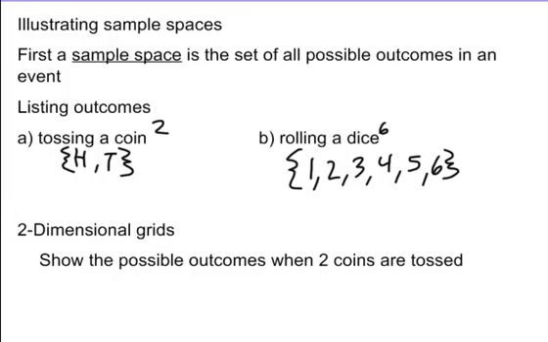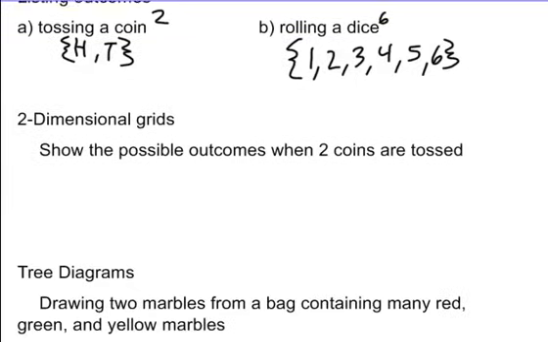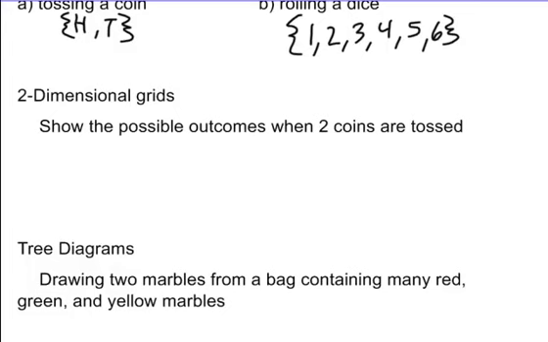Now, rolling a dice and flipping a coin might sound kind of easy, just listing them out and knowing what my different outcomes are. But we have to know how to do this in different ways to show that there are different possible outcomes if we do this more than once. So to show the possibilities when we are going to toss 2 different coins, we use a 2-dimensional grid.